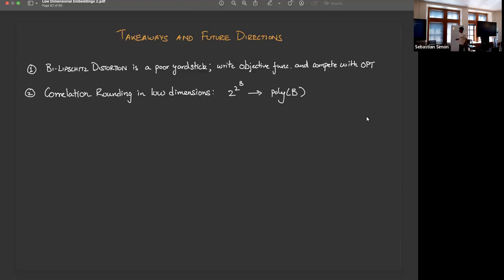The second takeaway is that correlation rounding in low dimensions works much better than you would expect. If you did the naive analysis, you get this doubly exponential dependence on the complexity, but you can show that at least for some problems in this regime, you can make it polynomial using the structural model.